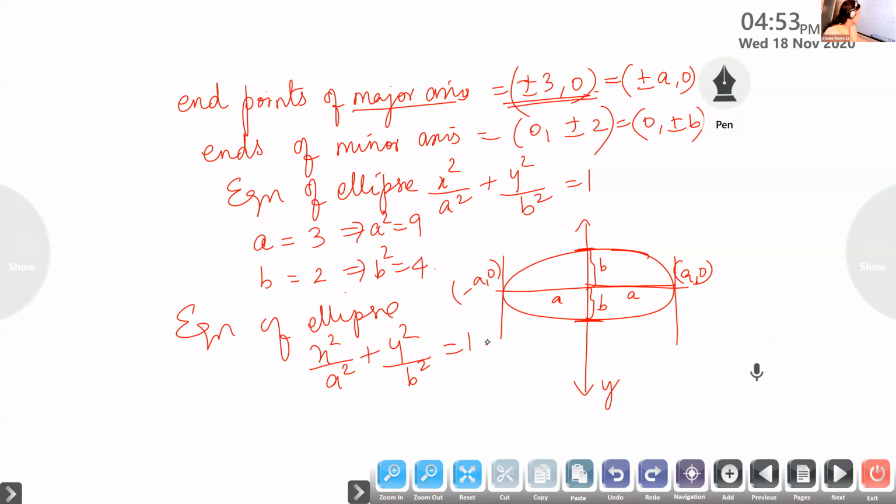So what is the equation of the ellipse, Nandana? X square by 9 plus y square by 4 equal to 1. Okay.